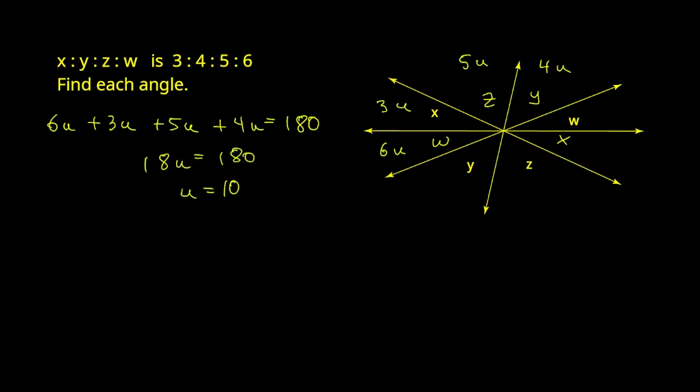So then putting those back in red. So if u is 10, that is 60 degrees, that is 30 degrees, that's 50 degrees, and that's 40 degrees. 60 plus 30 is 90, plus 50 is 140, plus 40 is 180, and we have our check, and we have all of our angles.